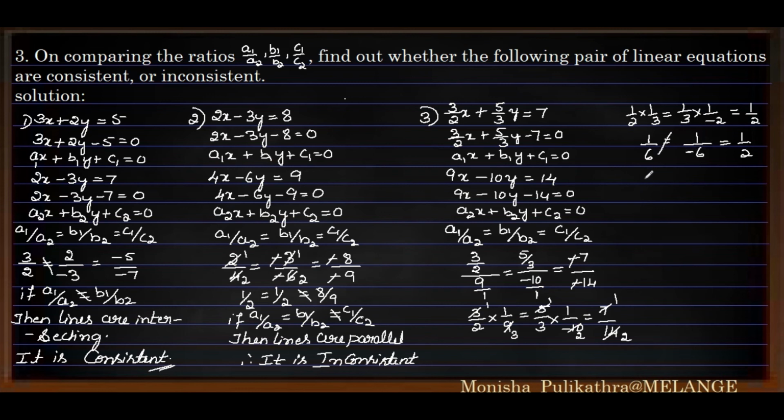So if a1 by a2 is not equal to b1 by b2, then lines are intersecting. So lines are intersecting, therefore it is consistent.